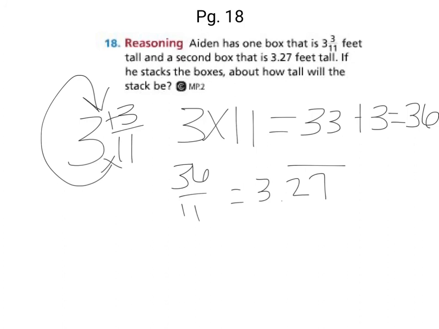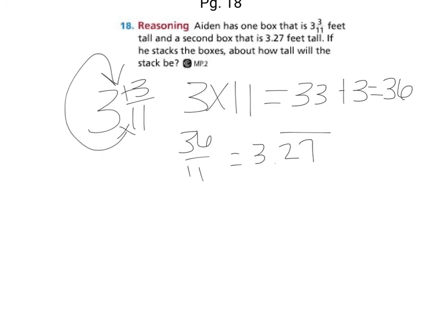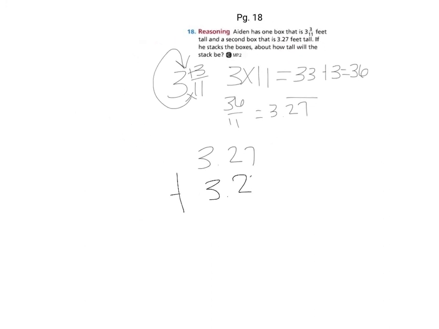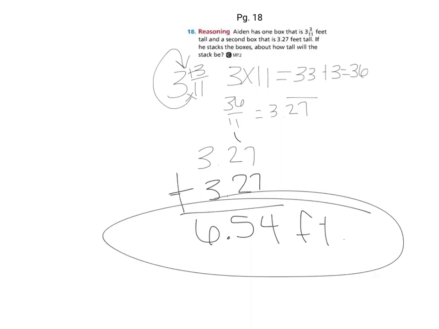So it says that he has a box that is 3 3/11 feet tall and a second box that is 3.27 feet tall. If he stacks the boxes, about how tall will the stack be? This one's easy. You just add the decimals together. Seven plus 7 is 14. 2 plus 2 is 4, plus the 1 that we carried over is 5. 3 plus 3 is 6. So 6.54 feet.